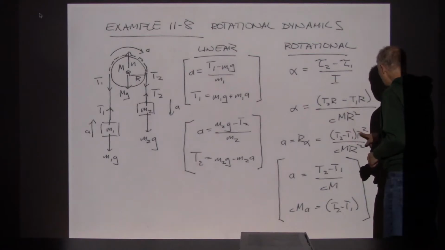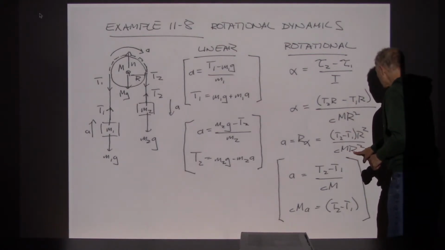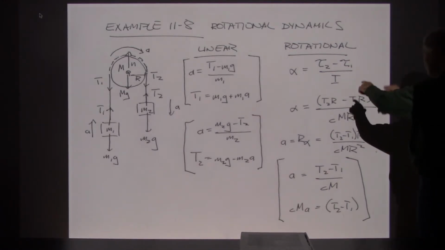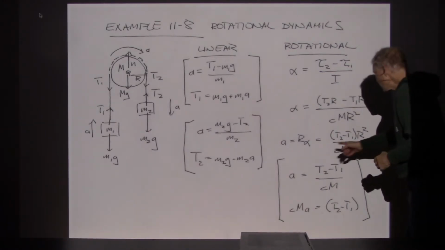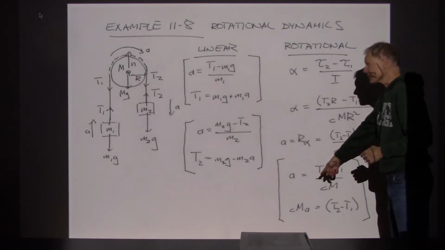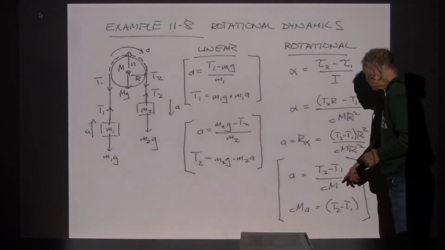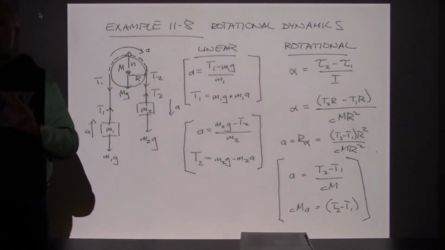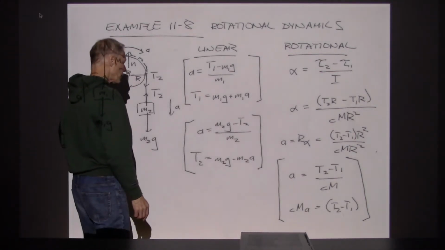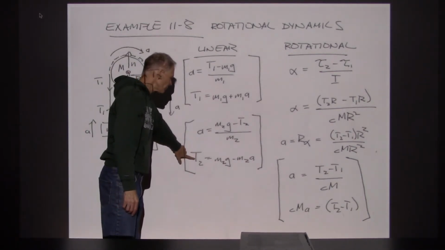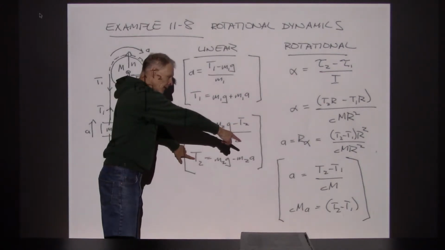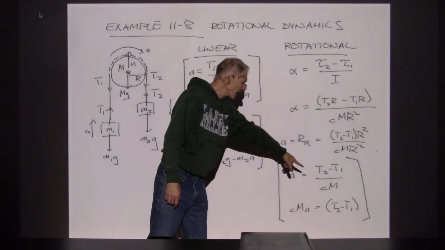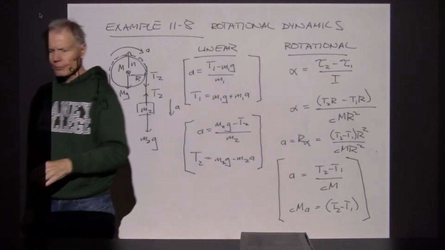This is (T2 minus T1) r squared over c m r squared. The r squareds drop off. And look, we ended up using rotation. We ended up with a formula that tells us how the acceleration will be related to T2 and T1. So now I've got three objects, three equations, and I'm going to piece them all together. I'm going to take this formula for T2, substitute that in. I'm going to take this formula for T1 and substitute that in. I'm going to eliminate the T1s and the T2s.